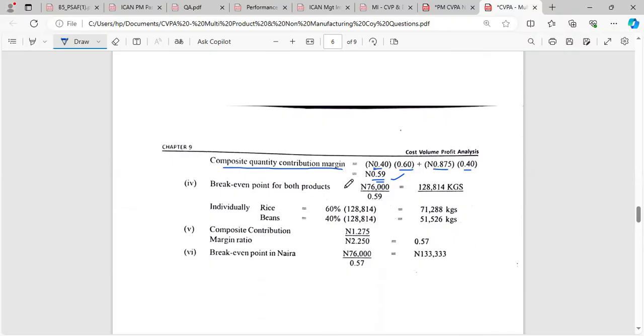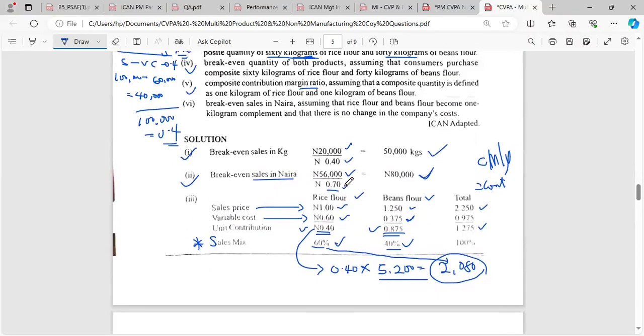I hope I'm communicating, please. So let's go back again and take a tour. We want to calculate our contribution margin for the 2 products. And what's the formula for contribution? Sales minus variable cost. This is supposed to be our answer per unit. If we add together, our answer is 1.275.